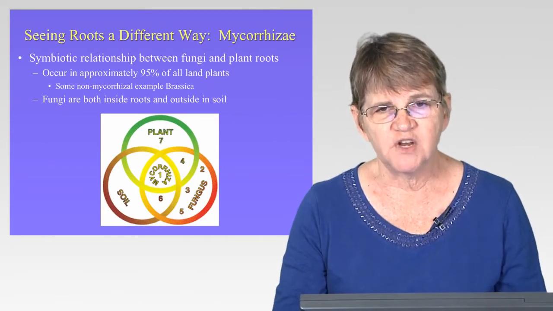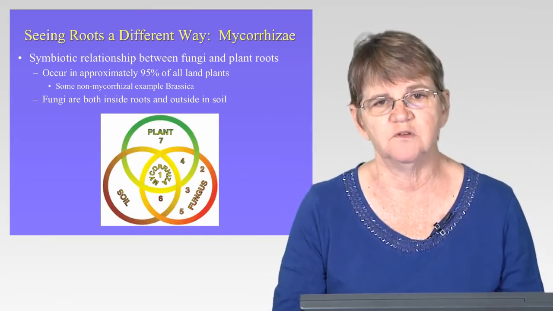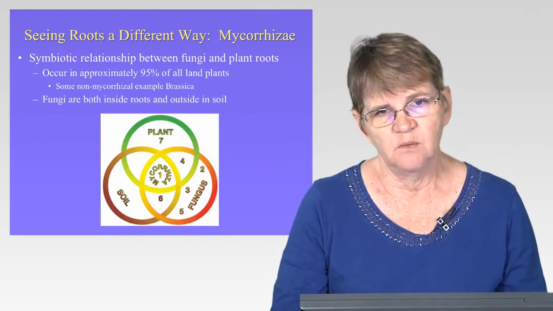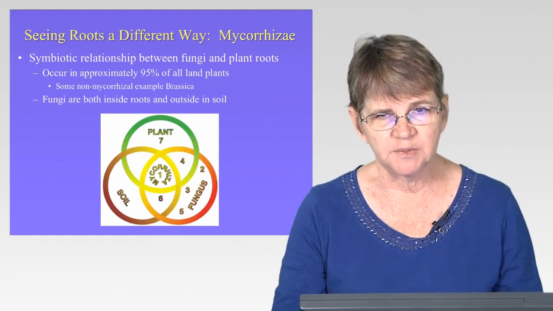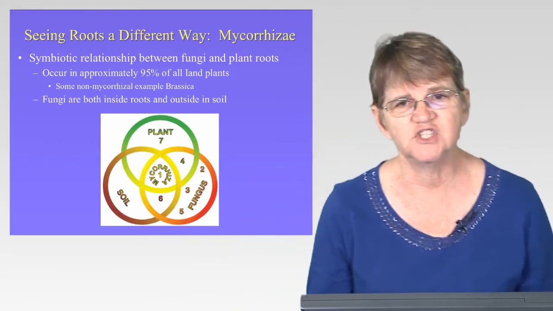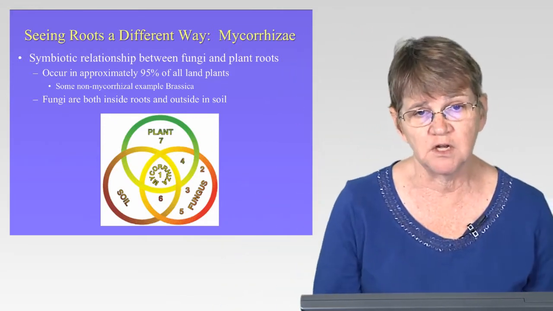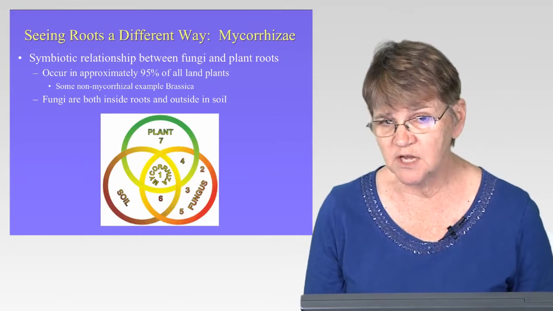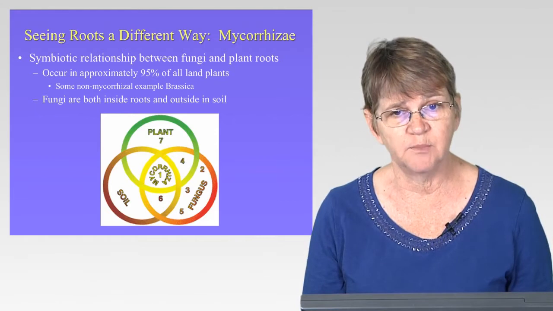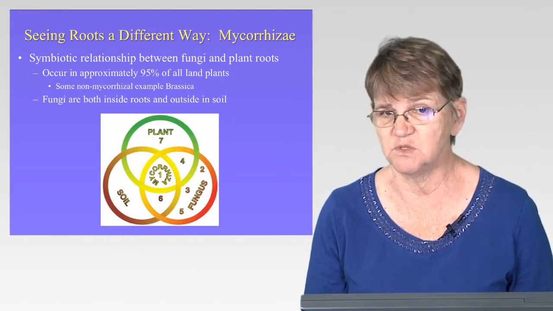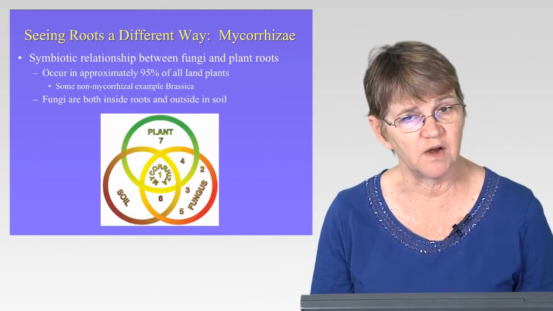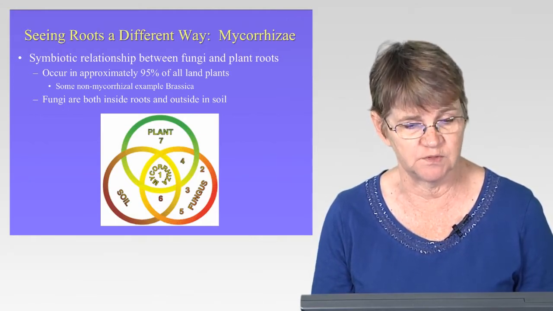So when we start thinking about mycorrhizae, it's really seeing roots in a different way. When we learn in introductory bio about roots, we think about roots just totally being plants. But in reality, they're really mycorrhizae. And mycorrhizae are a symbiotic relationship between plants and fungi, and they occur in approximately 95% of all land plants. There are some plants that are non-mycorrhizal. For example, plants in the brassica family, like Brussels sprouts, cauliflower, and some weeds of brassica are non-mycorrhizal, but most of the rest of the plants do have this relationship.